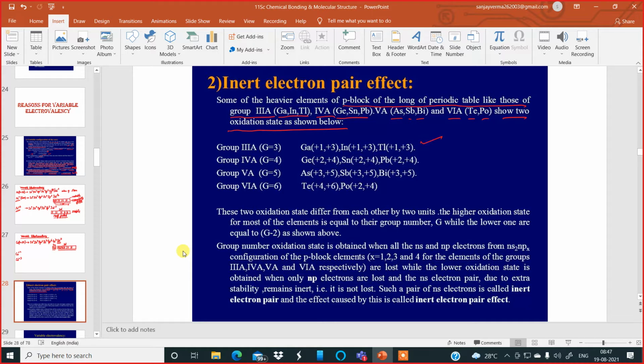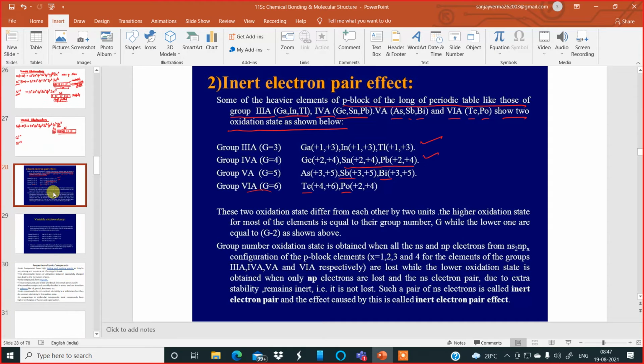Okay, group 4 is tin and lead. Group 5 is antimony, arsenic, bismuth. Group 6 is tellurium, polonium. Now here, tin and lead. Let us understand this by taking the example of tin and lead, because inert electron pair effect is also one of the reasons for elements to show variable electrovalency. Now let me explain this by taking an example over here, by introducing one more slide.